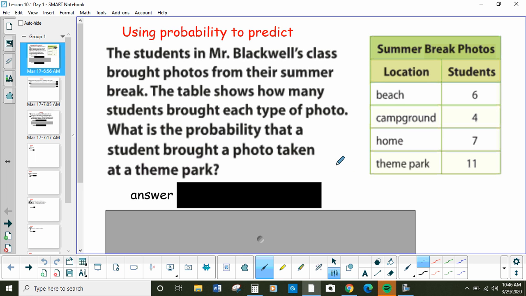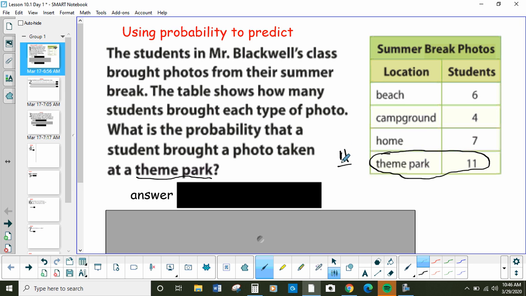It says, what's the probability that the student brought a photo taken at a theme park? So if they're asking about theme park photos, that's our desired outcome. So how many people brought theme park photos, right? 11 people brought theme park photos.